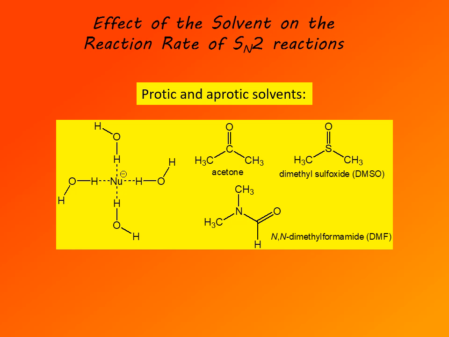In aprotic solvents, nucleophiles are generally stronger nucleophiles, because in aprotic solvents, those that are only hydrogen bond acceptors, nucleophiles are not very well solvated, because usually the positive end of aprotic solvents is something like carbon or sulfur, and they don't interact very well with the nucleophile. So in aprotic solvents, reactions are generally much faster compared to protic solvents. Examples of aprotic solvents are acetone, dimethyl sulfoxide, known by the abbreviation DMSO, and N,N-dimethylformamide, or DMF.